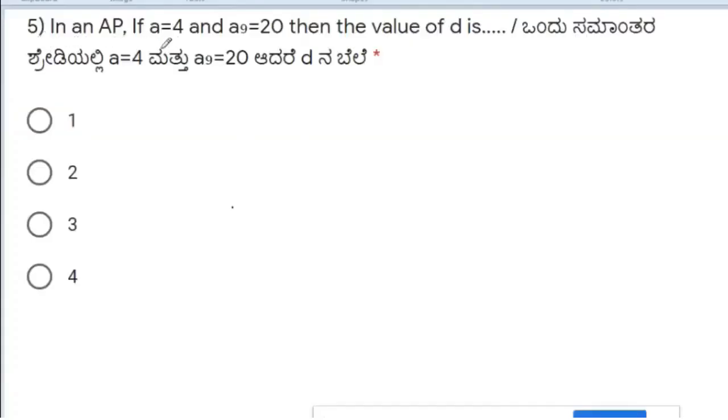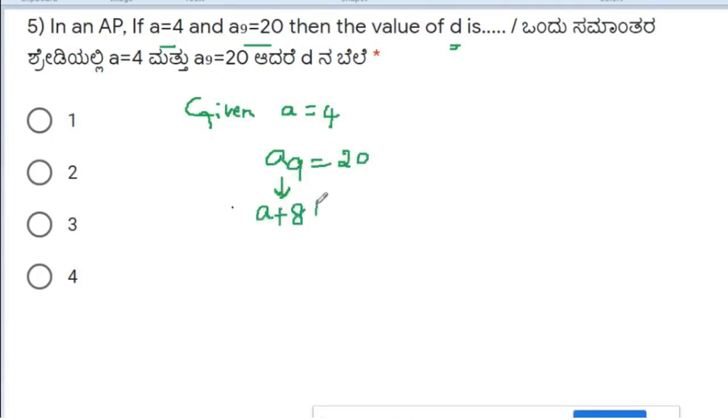Next question, in an AP, if A is 4 and ninth term is 20, find the value of D. Given A value, first term in AP is given as 4 and ninth term is given as 20. We all know that ninth term value is A plus 8D. The formula for ninth term is A plus 8D, because nth term formula is A plus n minus 1 into D. So ninth is A plus 9 minus 1, which is nothing but 8D, which is given as 20.